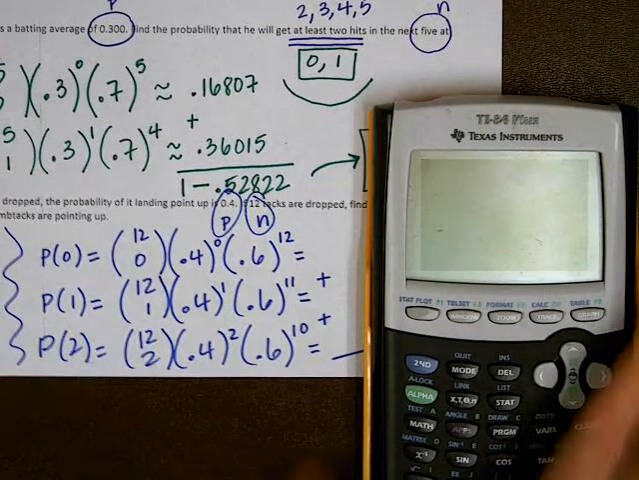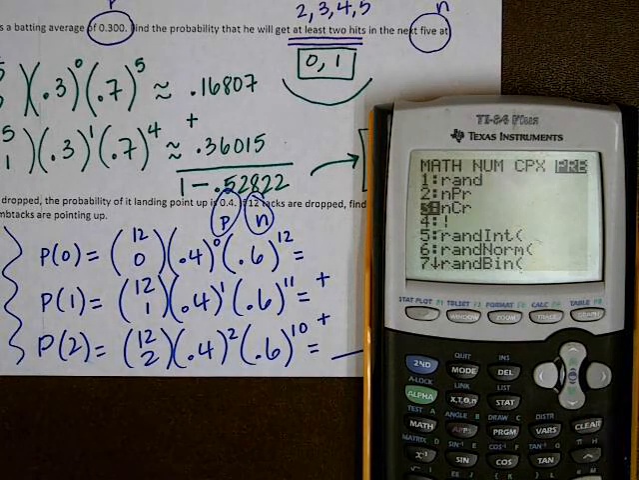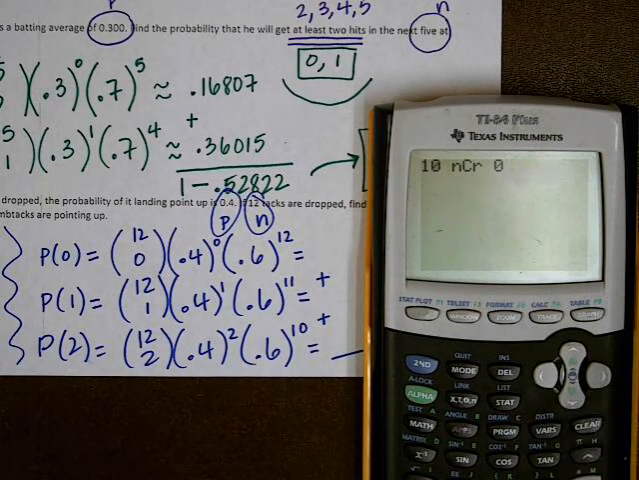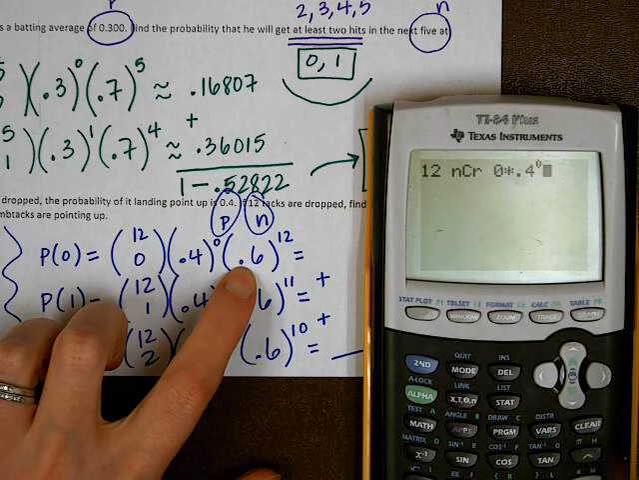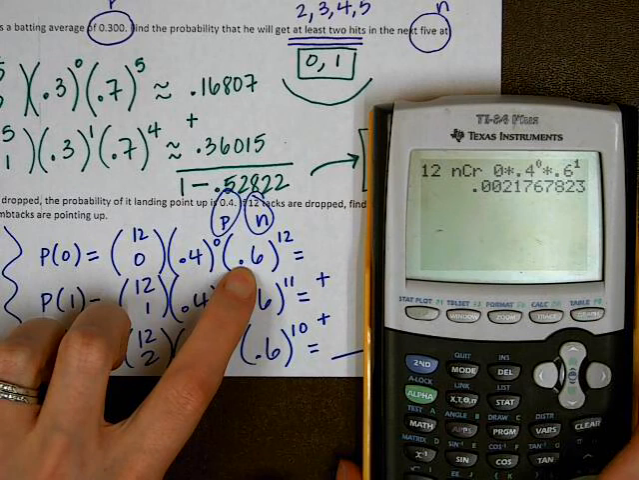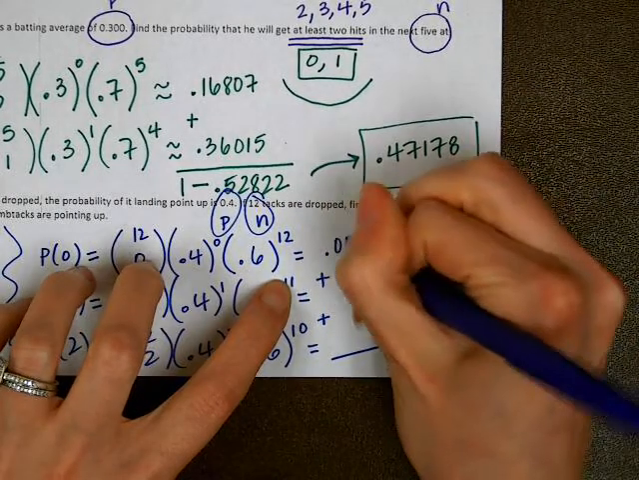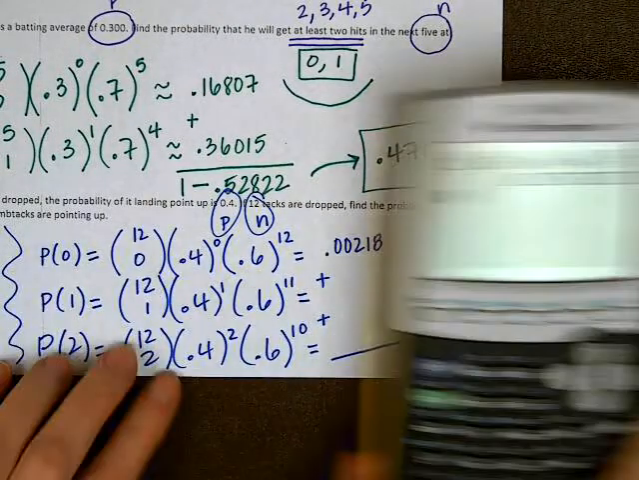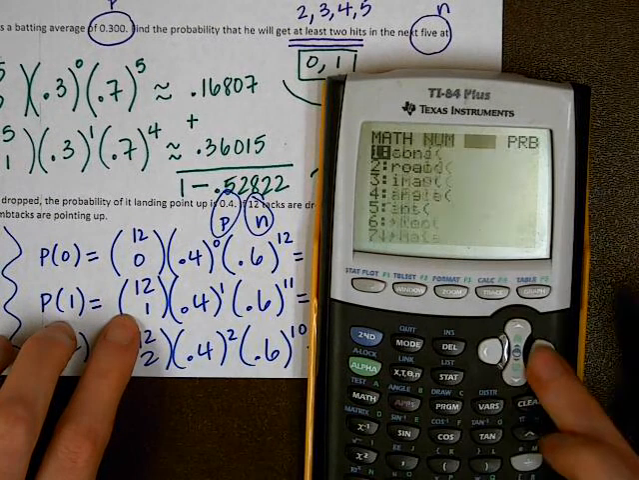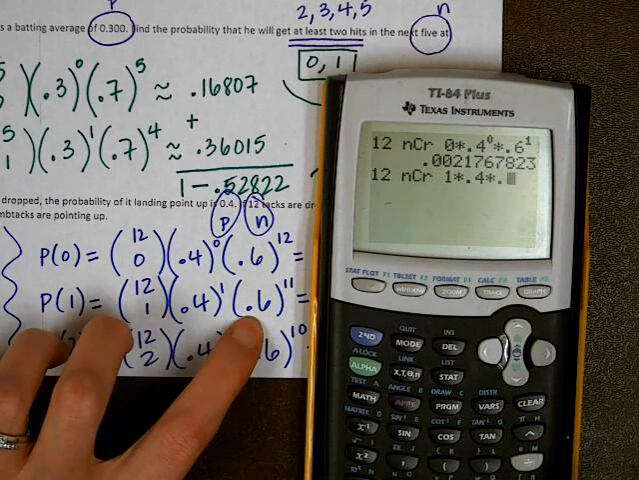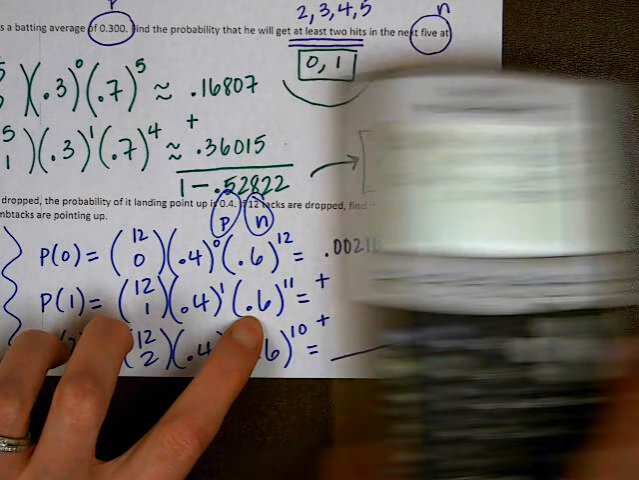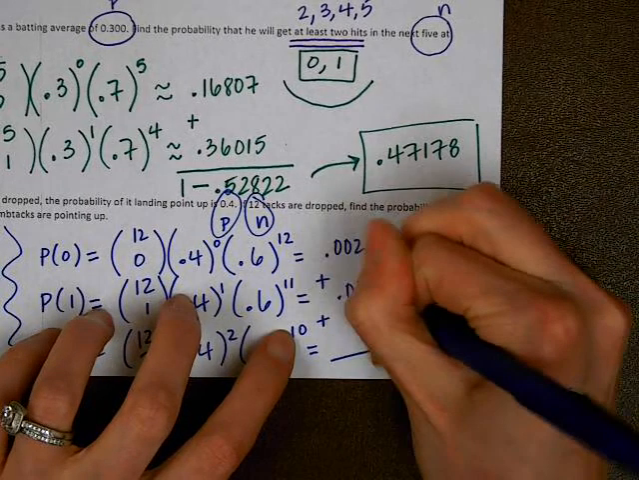All right, so we've got 12 choose 0 times 0.4 to the 0. Why do I keep typing that in? Times 0.6 to the 12. So that one is 0.00218. All right, next one. It's going to be 12 choose 1 times 0.4 to the 1 times 0.6 to the 11. That's 0.01741.